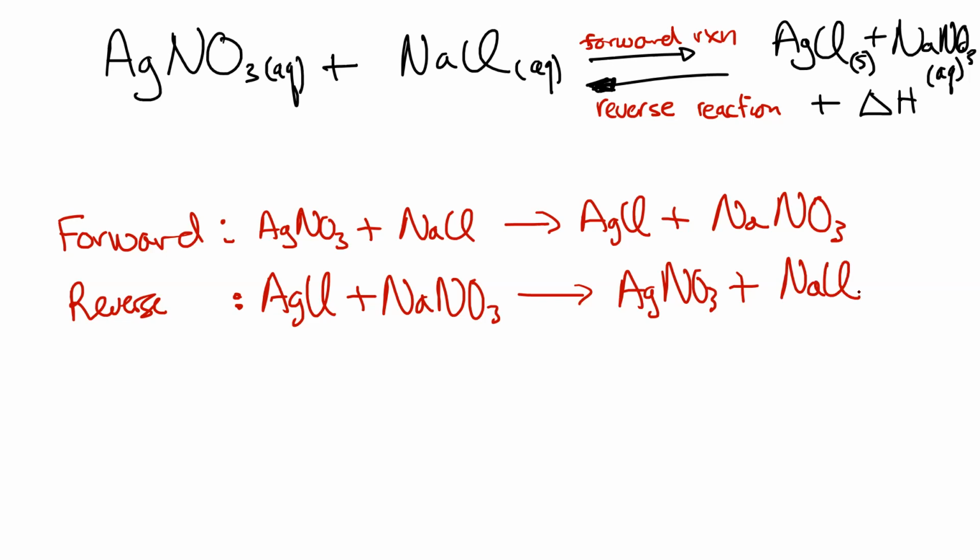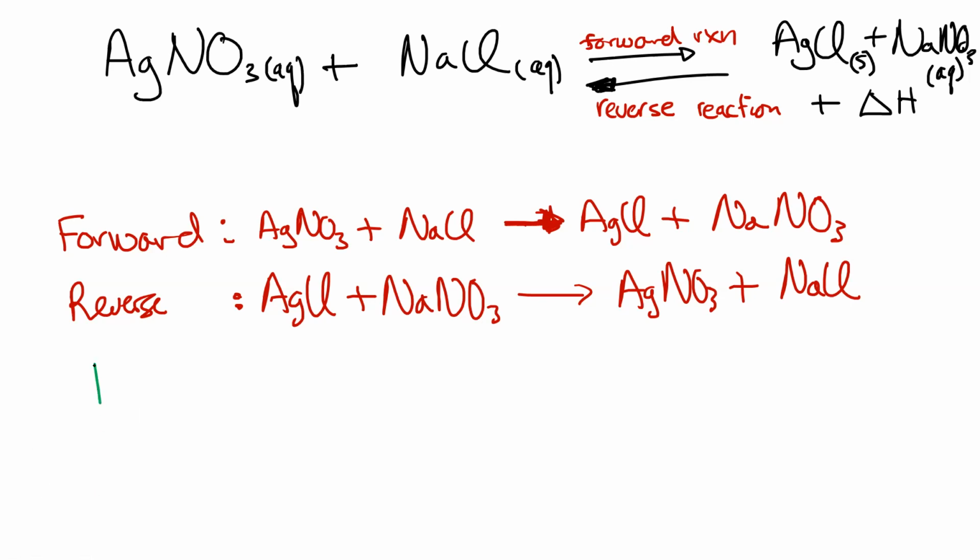All I've done is write these as both going forward, but they are just simply opposites of each other. This is our forward reaction here, going in that direction. And you can see, if you look carefully, that this process here is just the reverse direction of this one. We're going silver chloride plus sodium nitrate, becoming the reactants of the original reaction. Make sense so far? So forward and reverse.